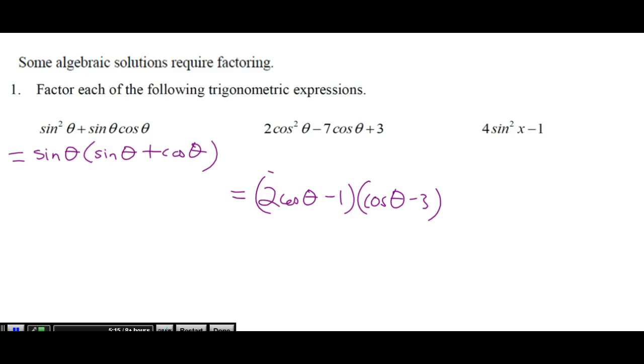Anytime you factor, check. So here, 2 cos theta times cos theta is 2 cos squared theta. Minus 6 cos theta minus 1 cos theta is minus 7 cos theta plus 3. And what do we do for this? 4 sine squared x minus 1. Just think of this, if you like, as 4a squared minus 1. That's going to be 2a, but there are no a's.